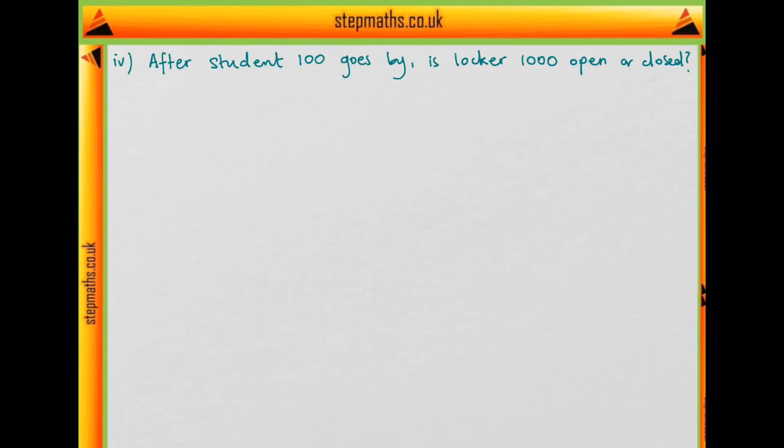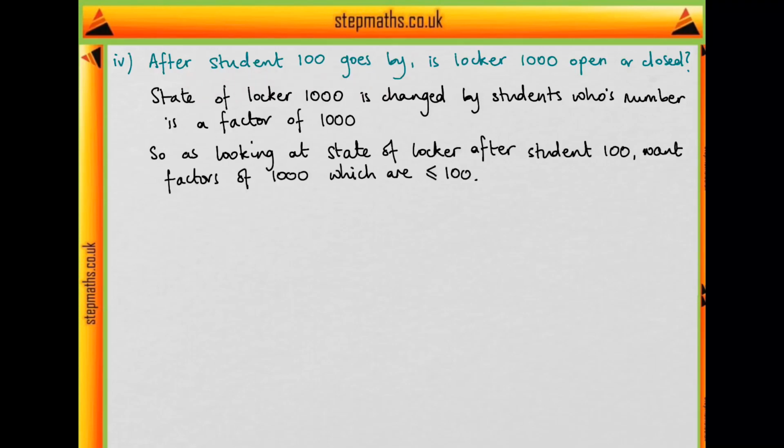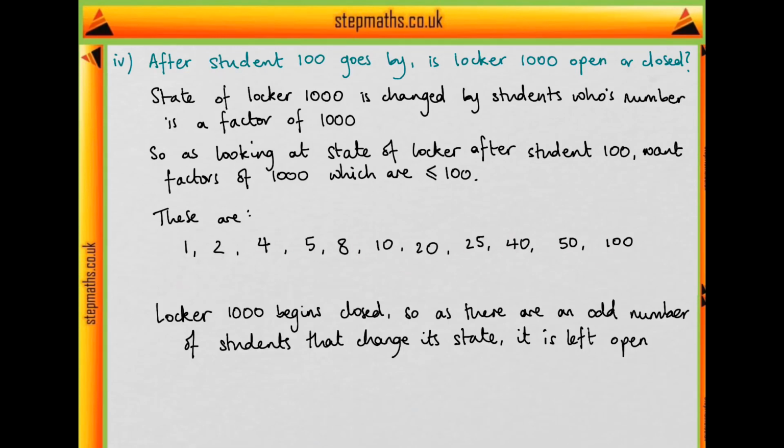Okay, and now for part 4, it says, after the 100th student has walked along the corridor, what is the state of locker 1000? So, like before, the state of locker 1000 is going to be changed by students whose number is a factor of 1,000. And because we're looking at what happens after student 100 goes by, then we want the factors of 1000 which are less than or equal to 100. And these are these 11 numbers here.